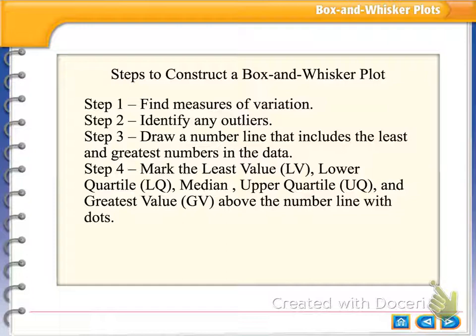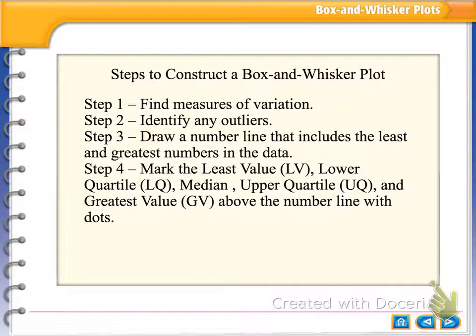So step 1, we're going to find the measures of variation. What we've been doing. Step 2, find any outliers. We've been doing that as well. Step number 3, draw a number line that includes the least and greatest numbers in the data. So we've got to look at this. Obviously, we're going to put it in order from least to greatest. My number line must go at least to my smallest value and then at least reach to my largest value so that I can fit everything on the graph.